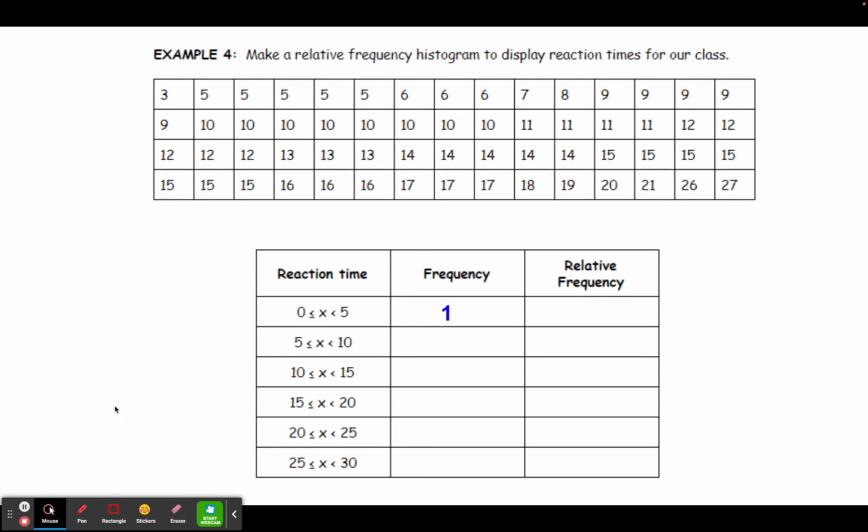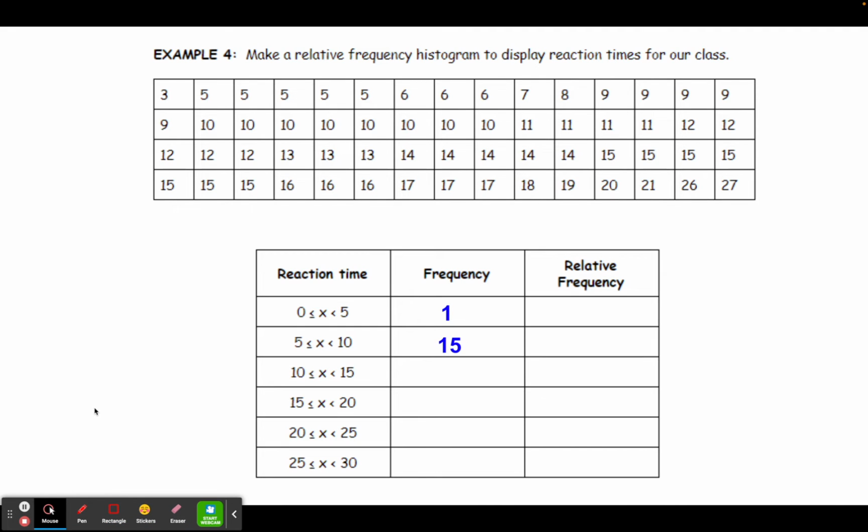Now the next one is 5 to 10. 5 to 10 means start at and include the 5s, right? So we're going to include that whole row, and we want to go all the way up to the 9, and that's where we're going to stop, because when we get to the 10, it is going to be part of the next class because that's the one that has the or equal to there. So if we count all of those up, we end up with 15.